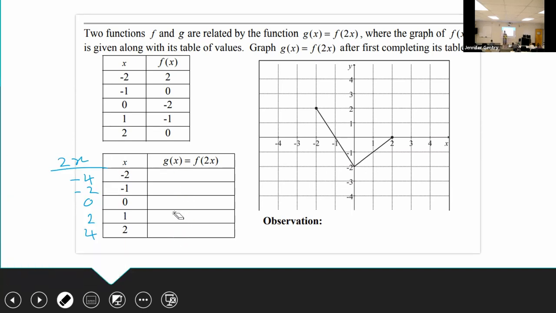Our vertex is staying the same. -1, 2, 1, 0, okay? So what did we do that time? Compressed.